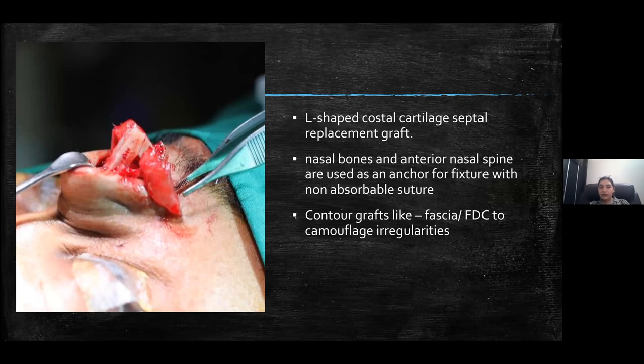So you need to create an L-shaped septal replacement graft or an L-shaped strut, which is anchored to the nasal bone superiorly and to the anterior nasal spine inferiorly, preferably by a non-absorbable suture. Once the dorsal height is defined by this L-shaped strut, one can put contour grafts like rectus fascia. If you are harvesting the costal cartilage from the same site, one can harvest rectus fascia and use it as a camouflage graft, or free disc cartilage can be used to camouflage the irregularities of the dorsum.